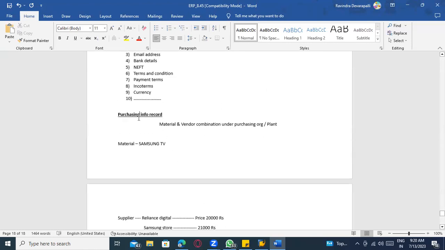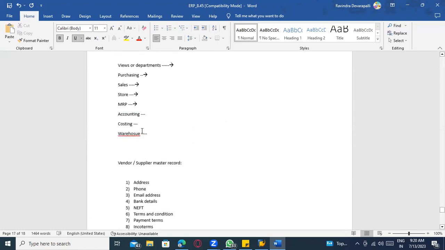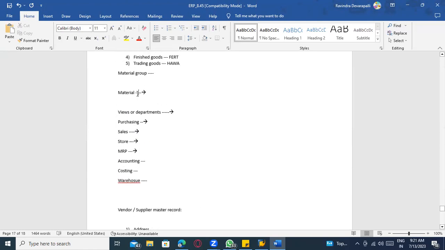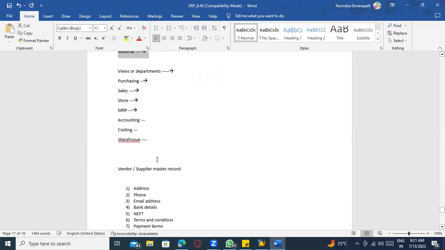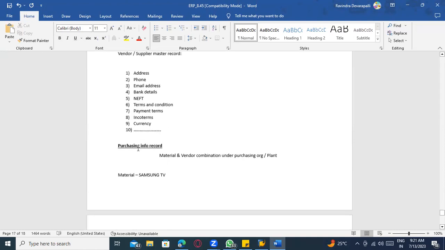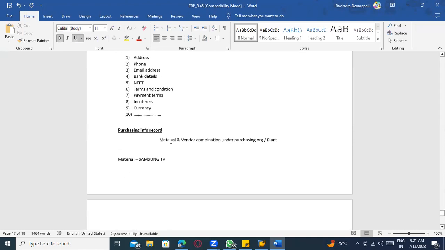So what we are discussing in the purchasing info record: the material master record and vendor master record hold individual data, that means data specific to the material or specific to the vendor. But now in the purchasing info record I'm defining the combination between the material and vendor for this purchasing organization and plant. Why am I saying purchasing organization and plant?